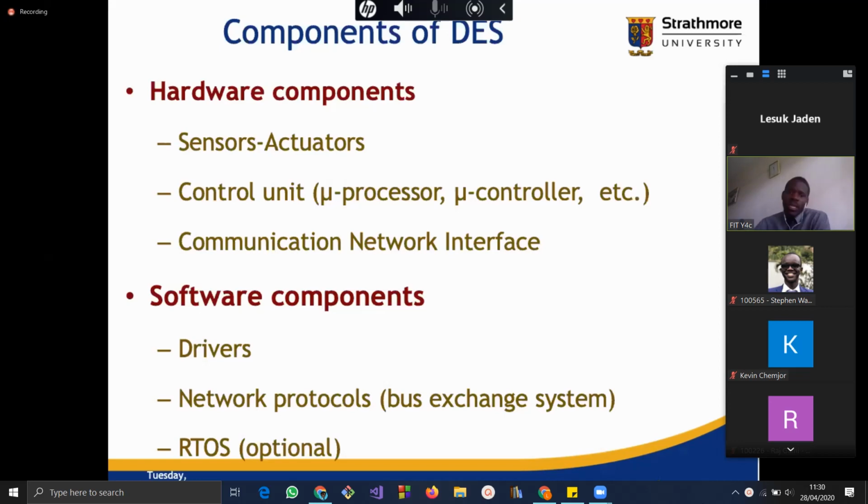Okay. Then we have the software components. There are drivers, network protocols, and a real-time operating system, which is optional. Drivers are just firmwares. They are read-only programs, so there's really nothing to cover there. What we'll cover today is the network protocols, in depth.